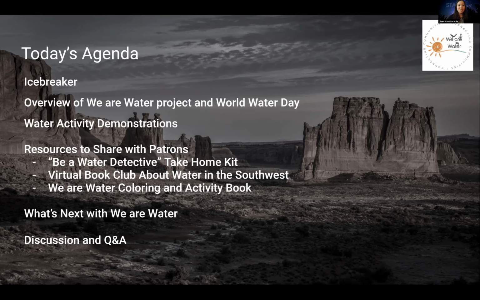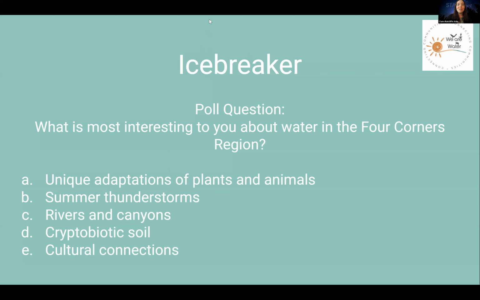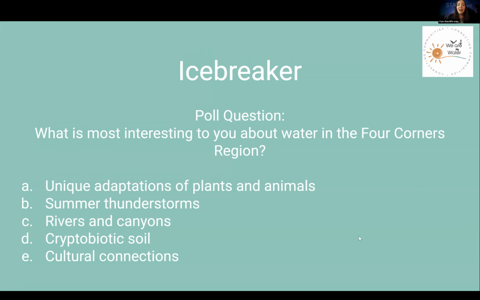So my icebreaker for you all today is a poll question. The question is, what is most interesting to you about water in the Four Corners region? I'm going to go ahead and launch this poll so you can directly click in. But the answers are unique adaptations of plants and animals, summer thunderstorms, rivers and canyons, cryptobiotic soil, or cultural connections. So feel free to click on any of those that you find interesting about water in the Four Corners region, or feel free to drop another answer that might not be included on this list in the chat. I'll give you guys about 15 seconds to make your selections.